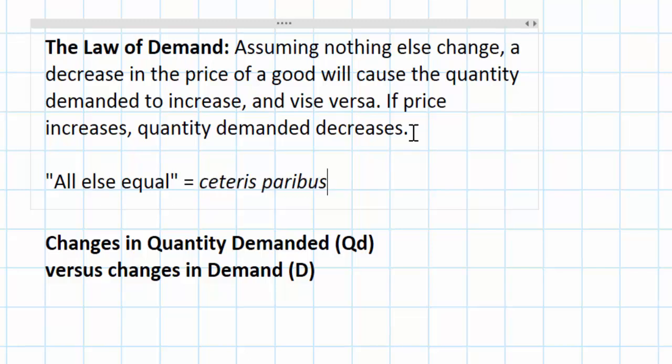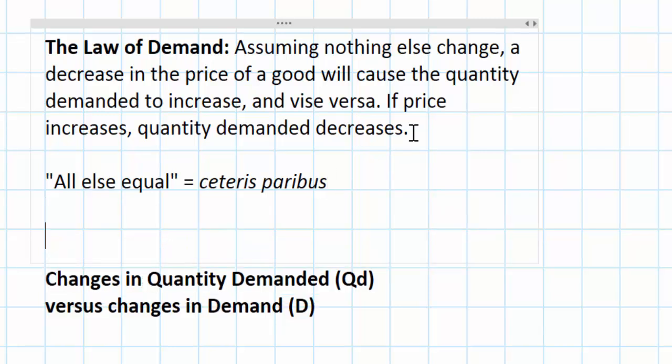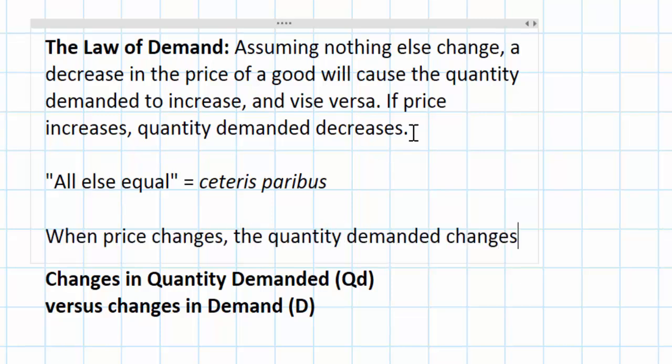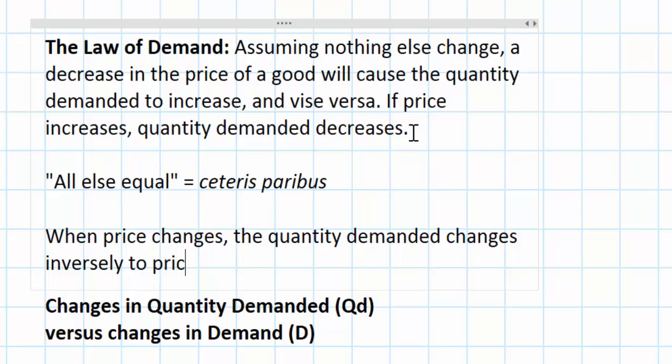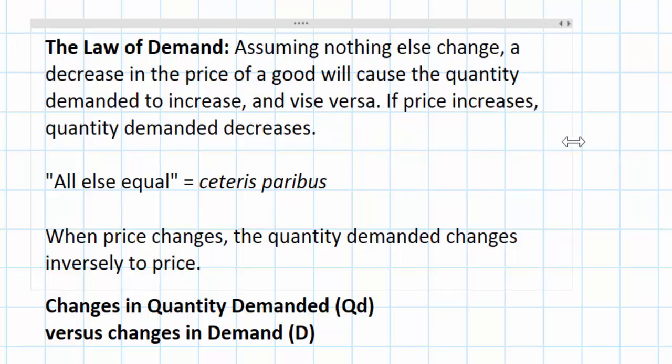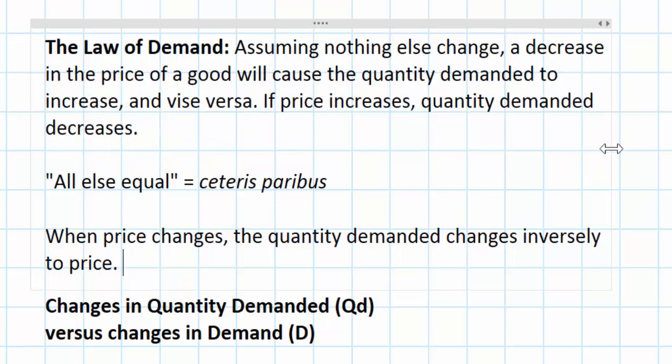Ceteris paribus is an assumption in economics that we always make when looking at how a change in one variable will cause a change in another variable. So ceteris paribus is our assumption here. Whenever the price of a good changes, the quantity demanded changes inversely to the price.